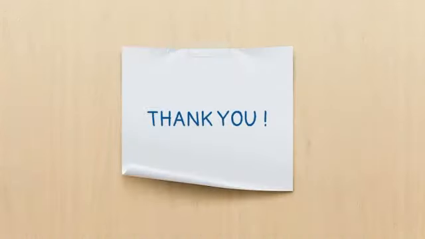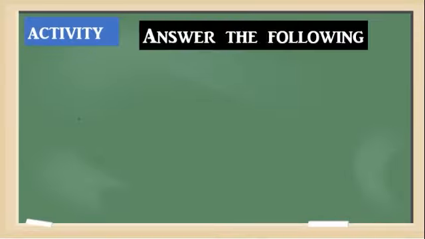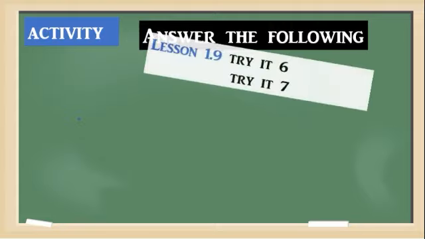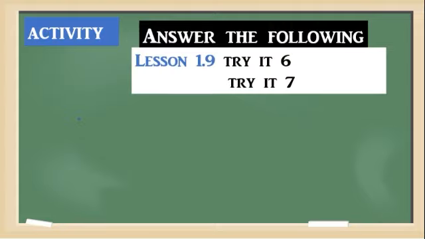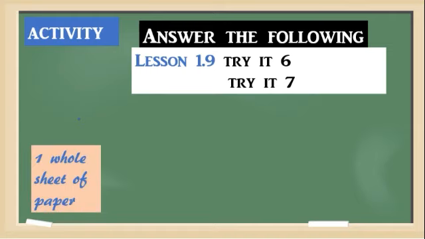So, since we are done with our discussion, let us now have our activity. So, answer the following. Sa lesson 1.9, sa inyong work text, try to answer try it 6 and try it 7. Okay, so do not forget to write your name and also the week. So, for this activity, this is week 7 to 8. Okay, your name and also the week.